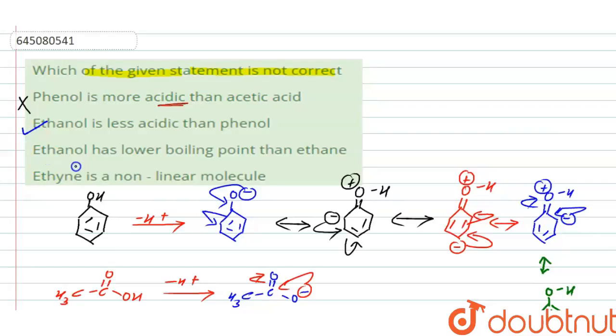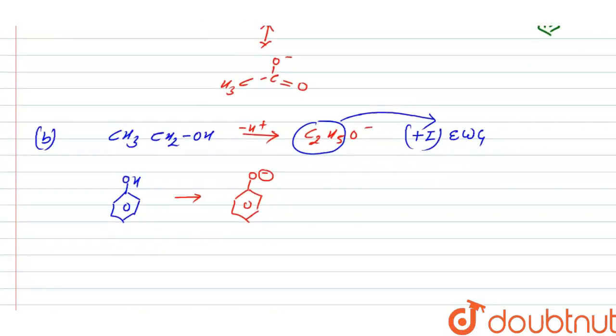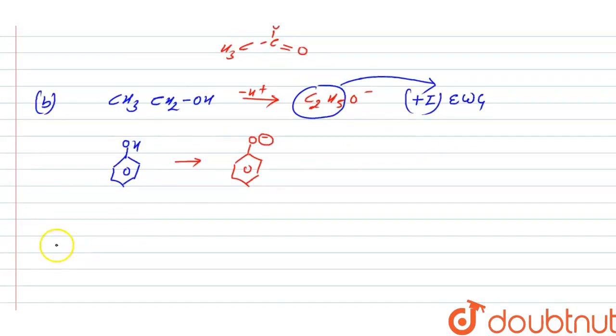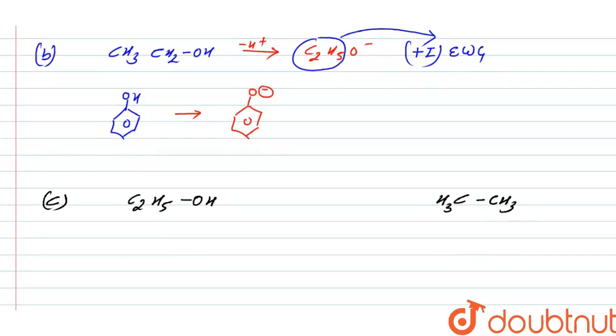Now in the third option we have given ethanol has a lower boiling point than ethane. So if we draw the structure of ethanol, in C we have given C2H5OH, that is called ethanol, and here we have given ethane, so CH3 single bond CH3. Now in ethanol we have oxygen, and oxygen has a lone pair of electrons like this. So here we get a hydrogen bond.